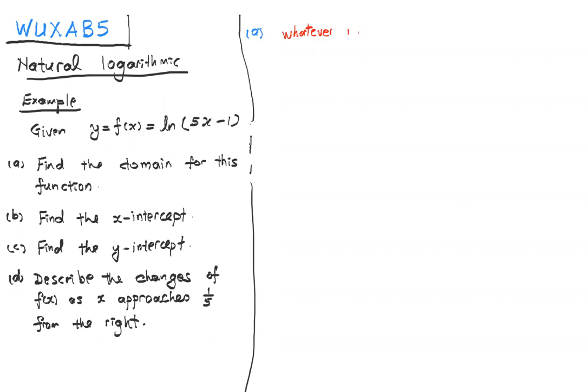Whatever in ln must be more than 0. So this will help us to find the domain. So for this case, the domain will be: whatever in the ln means the whole expression, 5x minus 1 must be greater than 0. So my x must be greater than 1/5.